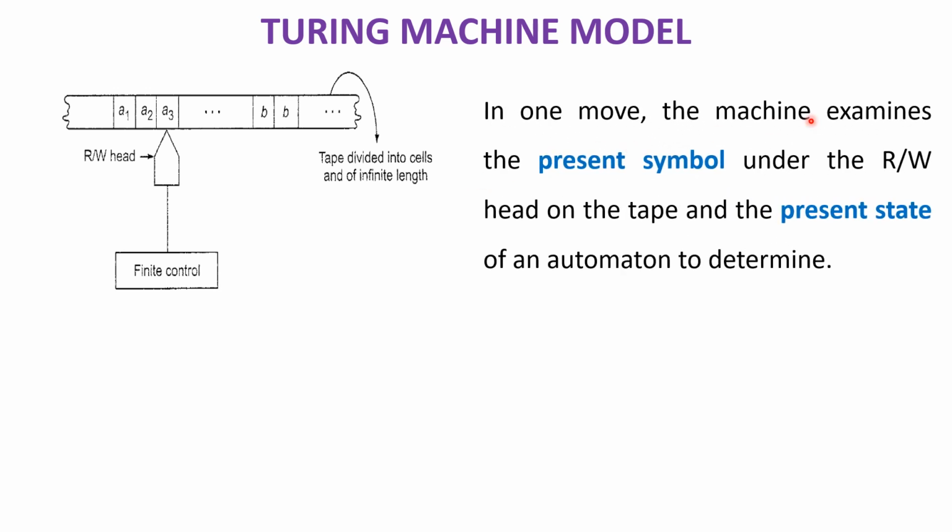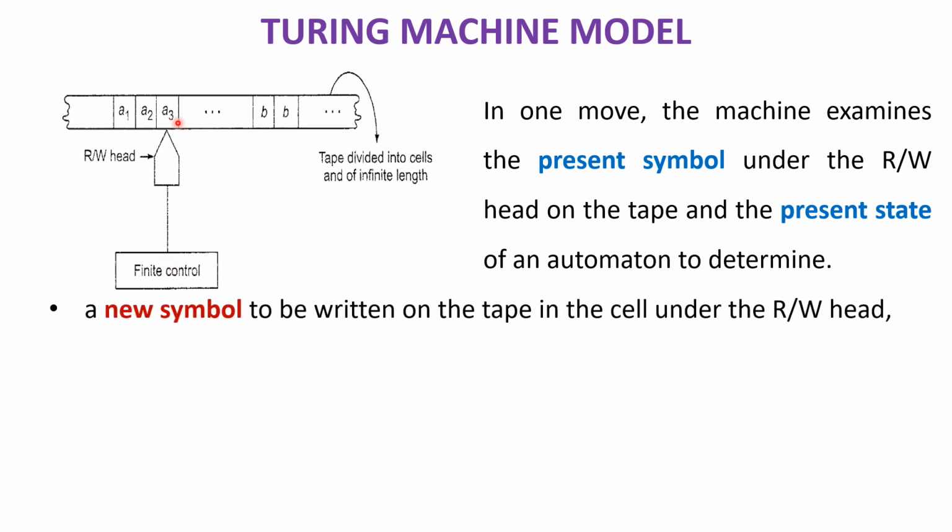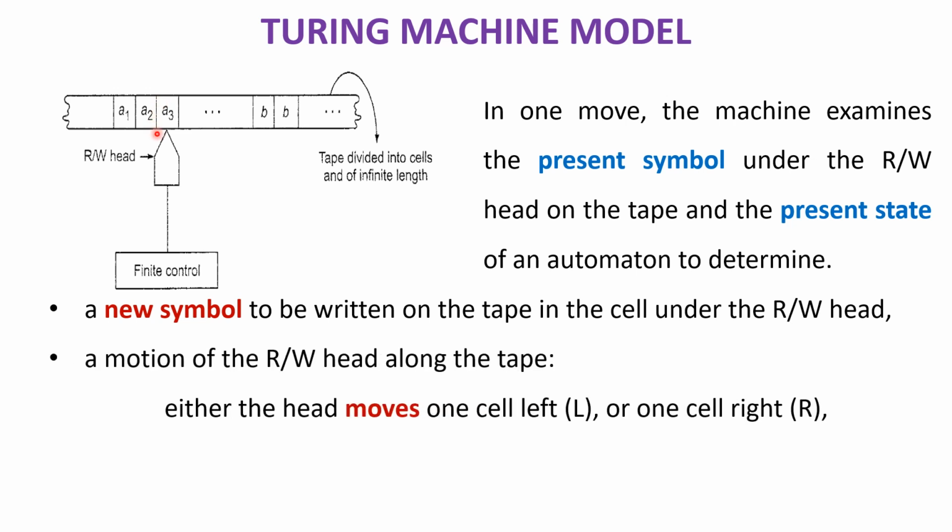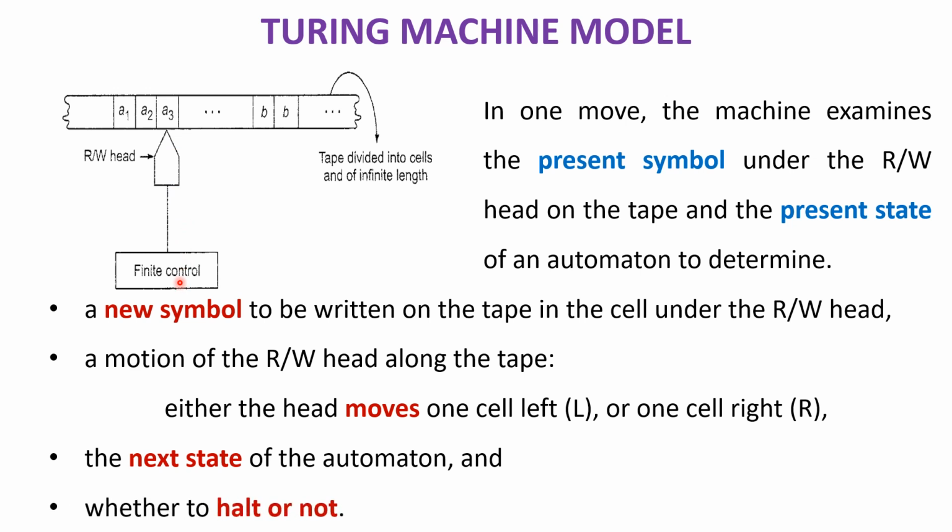In one move, the machine examines the present symbol under the read-write head on the tape and the present state of the automaton to determine the new symbol to be written on the tape in the cell under the read-write head, the motion of the read-write head along the tape either towards the left or towards the right of the cell, the next state of the automaton, and whether to halt or not.